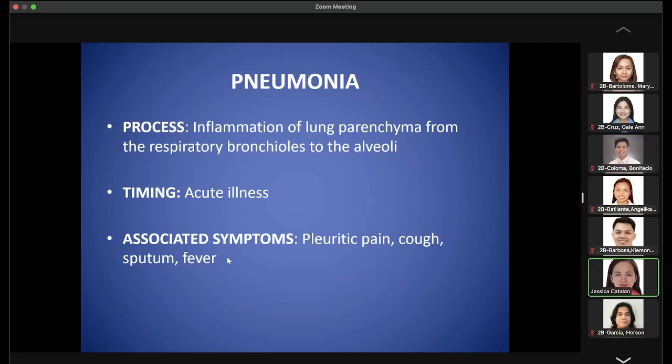Since it's an infection, the diseases we discussed earlier had no fever. Usually it was just difficulty of breathing, chest pain, pleuritic pain. Since pneumonia is an infection, usually there is a febrile association.